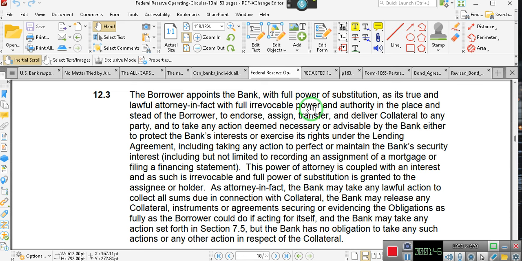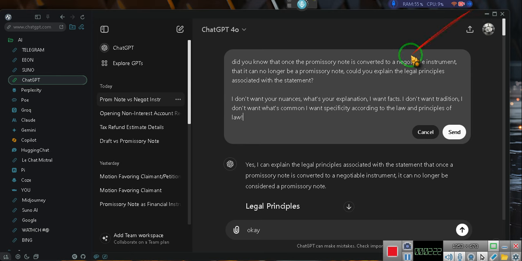Okay, hold on now. Just want to make sure that you understand. As attorney in fact, the bank may take any lawful action to collect the sums due in connection with the collateral, the promissory note. The bank may release any collateral, instrument, or agreement securing or evidencing the obligation as fully as the borrower could do if acting for him or herself. See, you must understand, you can release the promissory note. You can release instruments. You can release the agreement securing or the evidence of the obligation. Now, we're not going to talk about that right now. That's Federal Reserve Operating Circular Number 10. Pay attention.